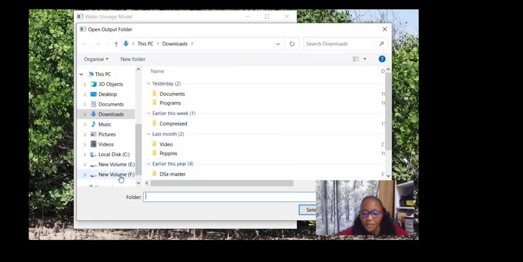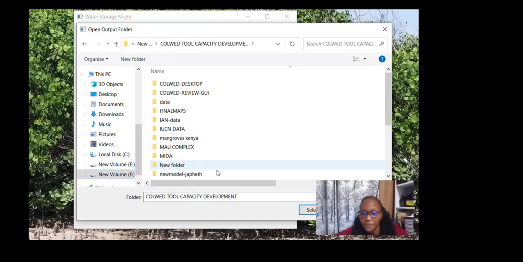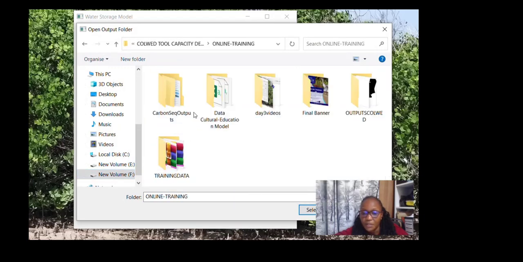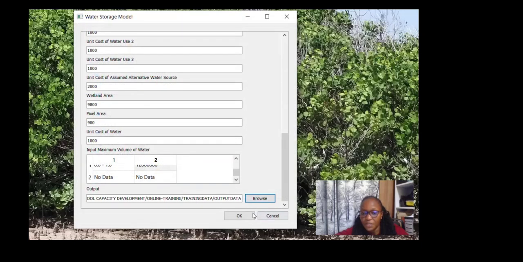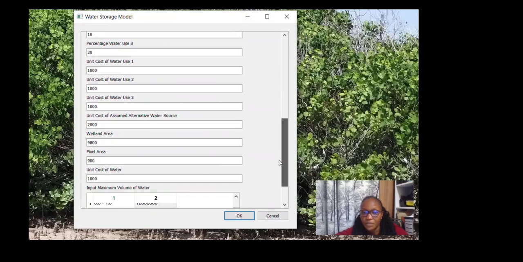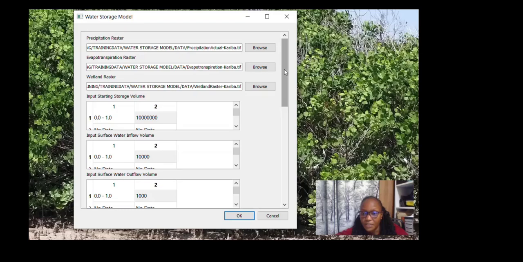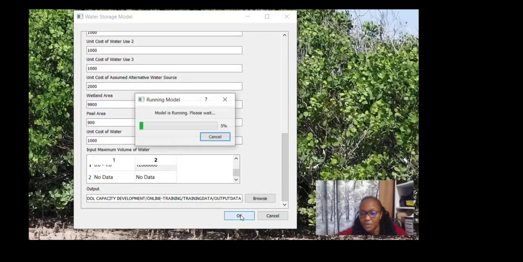And then we identify where we want our data to be stored, so that once we run the model, we just go there and open the output. So we use the output data folder, and once we have loaded all the data sets and ensured that everything is okay, we can run the model and allow it to run.